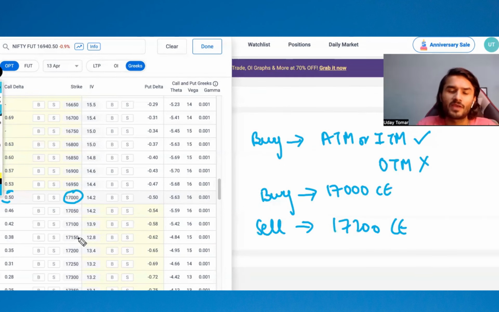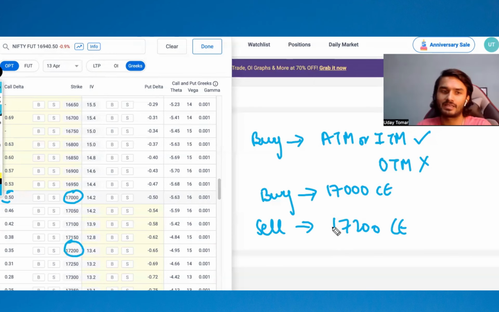So I would say here we can take the sell one as 17,150. For example, my target is 17,200. So 17,200 is my target. So let's take that. On my strategy on Nifty, I am assuming that Nifty will go above 17,200. So that is my target.